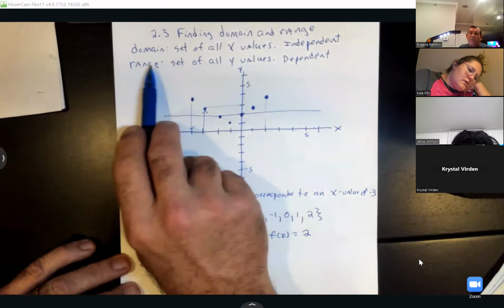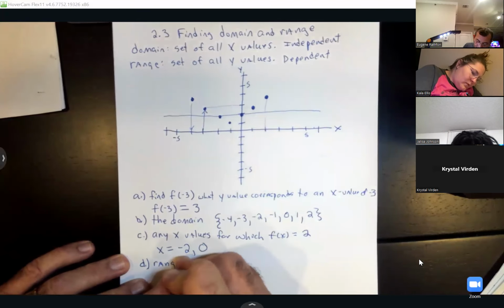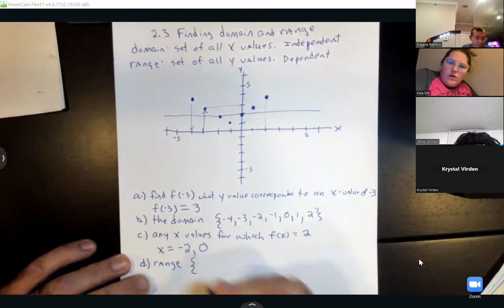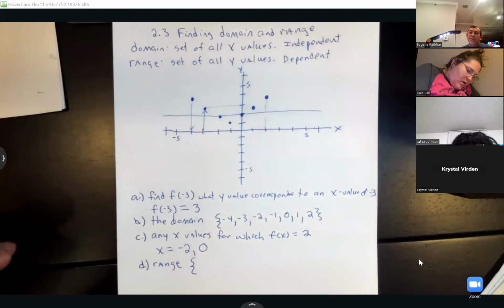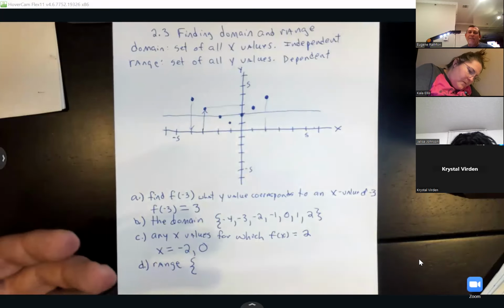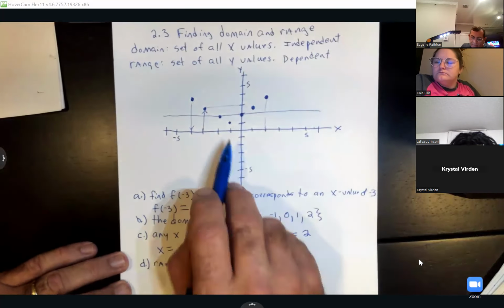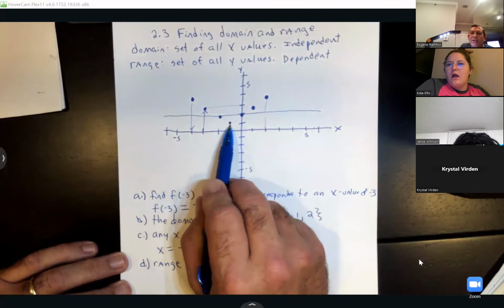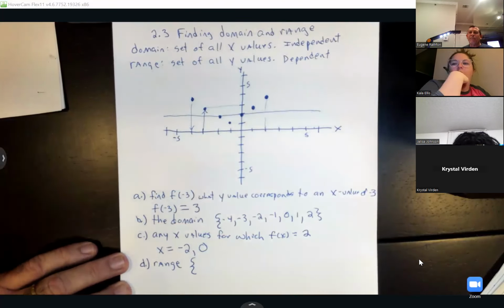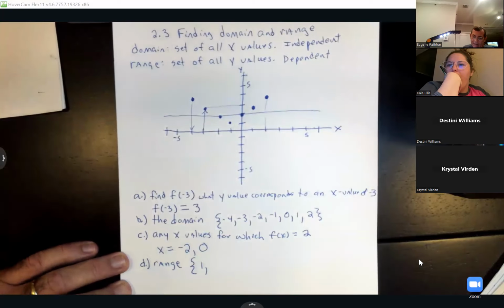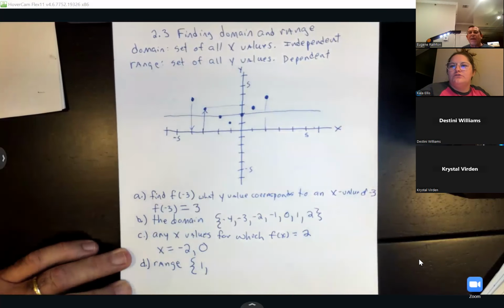Then finally, they're going to want the range. Now, remember, ranges are my y values. And they're going to give you the little set brackets again. And all we got to do is put our y values. So usually when I do the y values, I start with the bottom and go up. So here's the question. The point down here in the V, what is its y value? 1. All right. The next ones are these two right here.